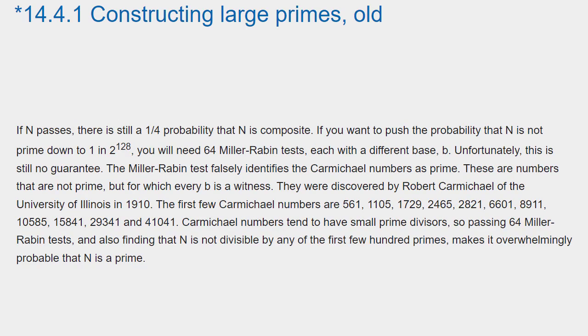If n passes, there is still a 1/4 probability that n is composite. If you want to push the probability that n is not prime down to 1 in 2 to the power 128, you will need 64 Miller-Rabin tests, each with a different base b. Unfortunately, this is still no guarantee. The Miller-Rabin test falsely identifies the Carmichael numbers as prime. These are numbers that are not prime, but for which every b is a witness. They were discovered by Robert Carmichael of the University of Illinois in 1910.